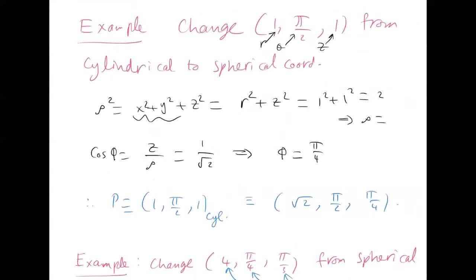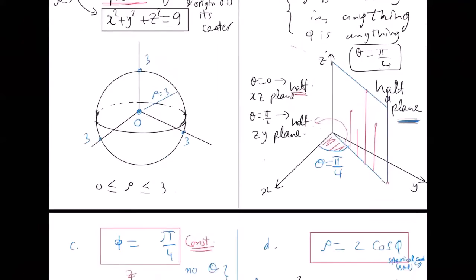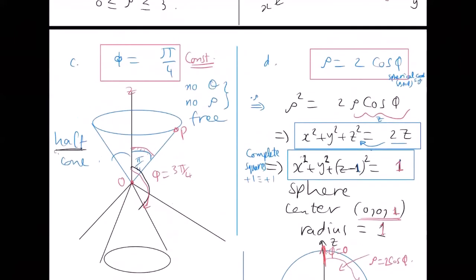Okay, let's go back to phi equals constant. Phi equals constant gives you what? The example to the left here. Phi equals pi over 4 gives you the half cone up, the upside down cone. This is the cone phi equals pi over 4. All the points having this angle with the z-axis. So it's a half cone with half vertex angle pi over 4.